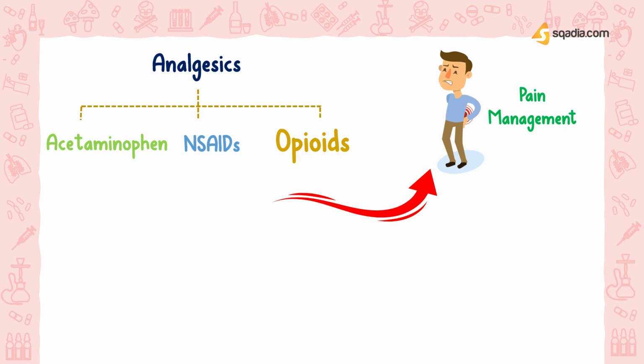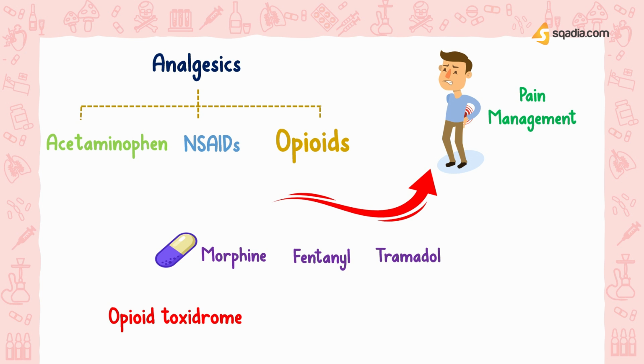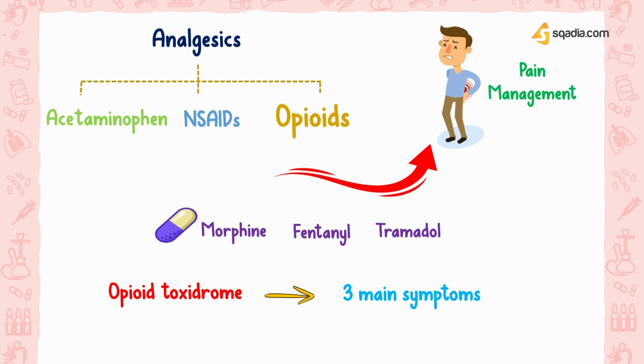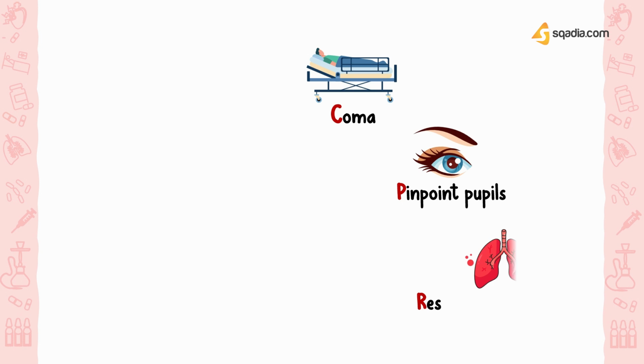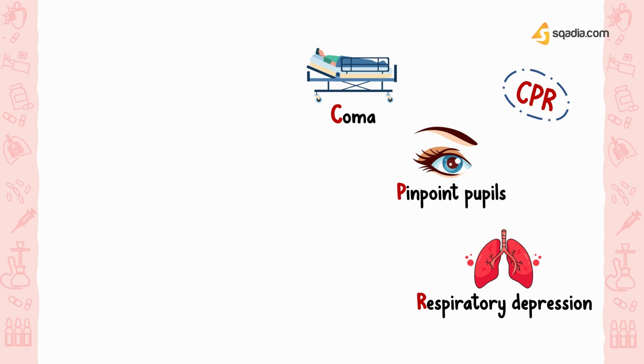Now, opioids are commonly used for the treatment of pain and include medicines such as morphine, fentanyl, and tramadol. You can find a detailed video on opioid analgesics on our website. So here I'll just stick to opioid toxicity. Well, opioid toxicity, or opioid toxidrome, can be identified by 3 main symptoms that are coma, pinpoint pupils, and respiratory depression. Well, you can memorize them with the help of mnemonic CPR.